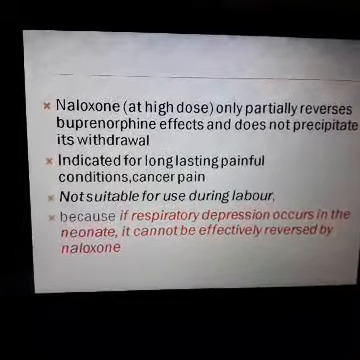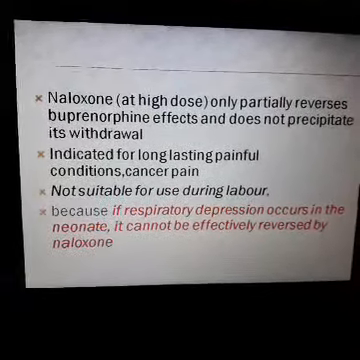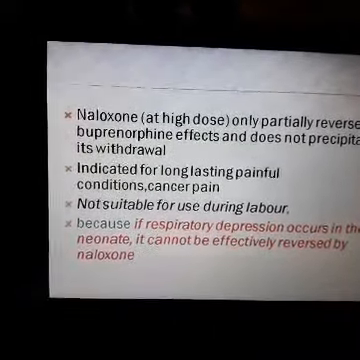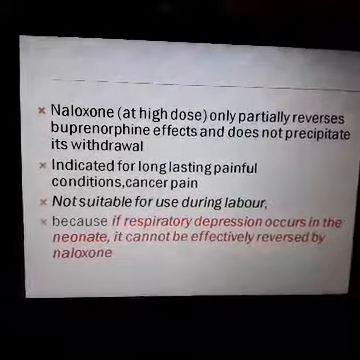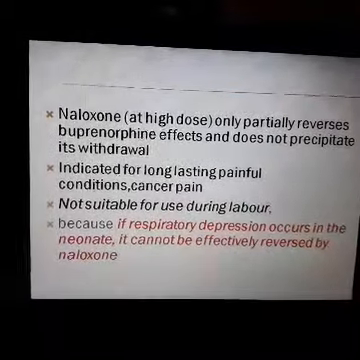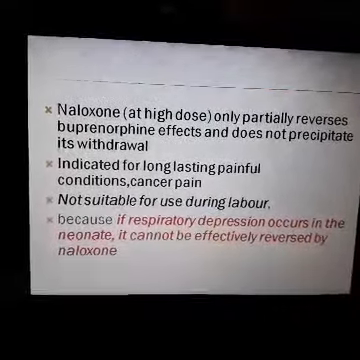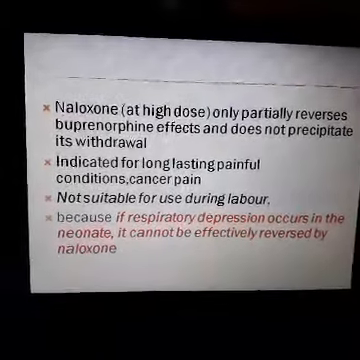Another reason is that if respiratory depression occurs in the neonate, it cannot be effectively reversed by naloxone. Normally respiratory depression due to other opioids like morphine can be reversed by naloxone, but buprenorphine's effect cannot be reversed by naloxone due to its tight receptor as well as tissue binding and longer action. That's why naloxone cannot reverse the respiratory depression caused by buprenorphine, so it should be avoided during labor.